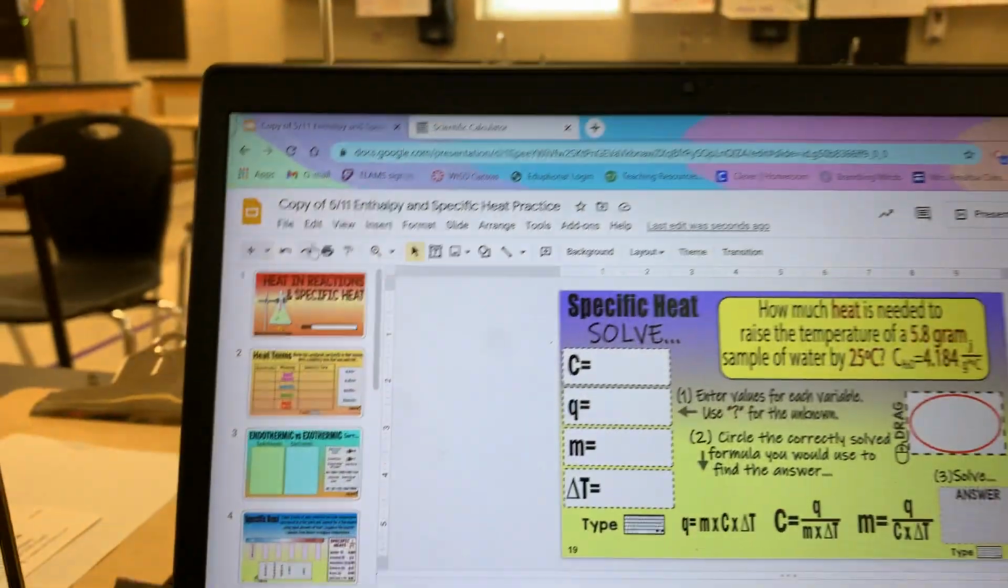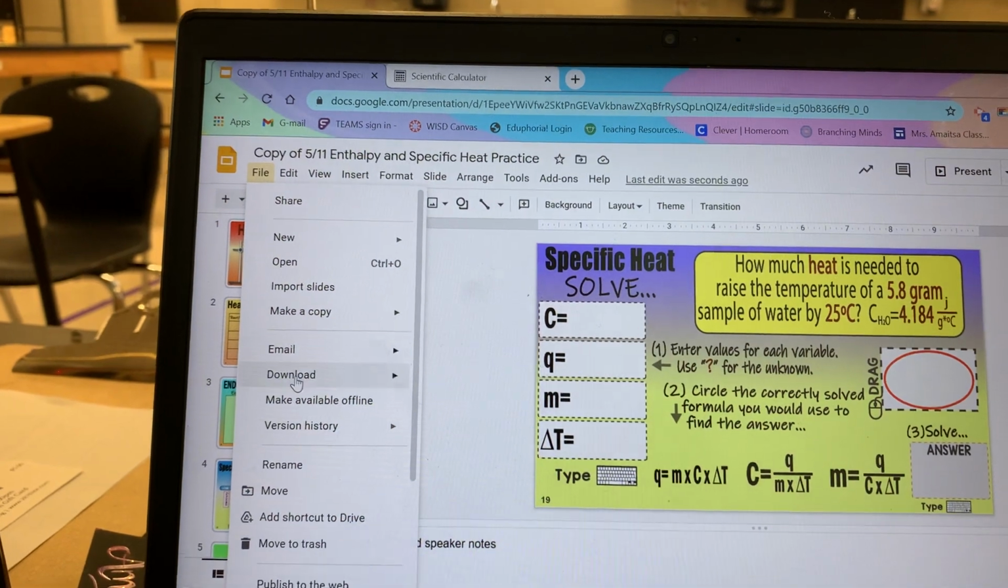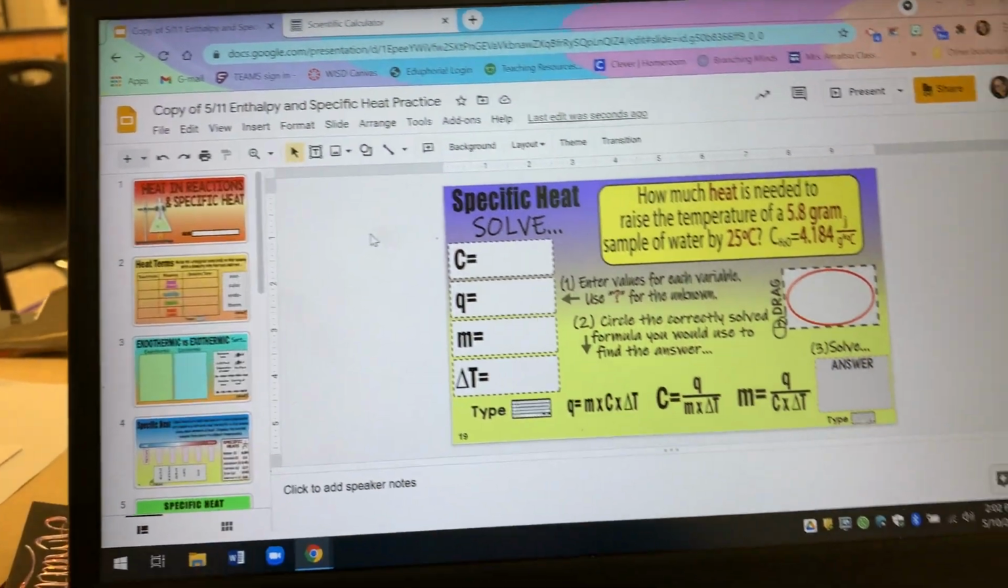And you're submitting the PDF version of your slides today. File, download, PDF for those that need help.